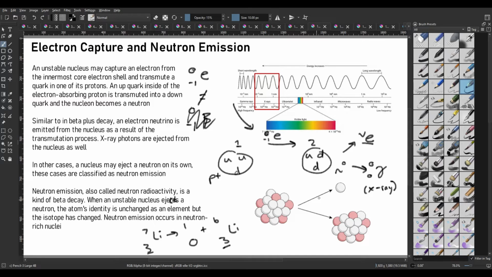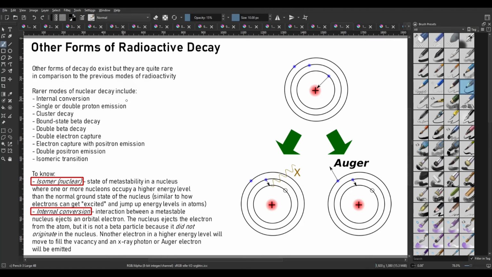We'll get to some rare decay modes after this, but this is all we need to know about the electron capture and the neutron emission. So now that we've gone over all of our nuclear and radioactive decay that was on our chart, we're just going to go over some other more rare forms of nuclear radioactive decay that we don't see very often, but we should be informed that they exist because we are talking about interactions in the nucleus.